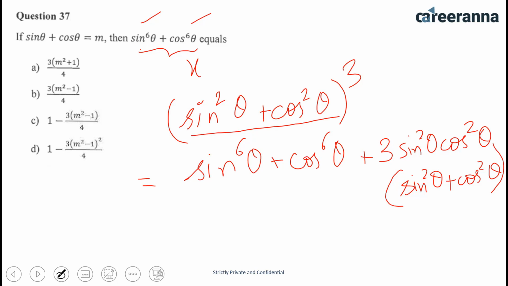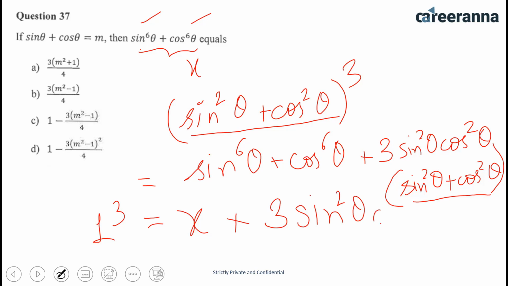So (sin²θ + cos²θ)³ will be 1³. Sin⁶θ + cos⁶θ will be x, plus 3 sin²θ cos²θ times (sin²θ + cos²θ), which is 1. So this will be sin²θ cos²θ. I should know the value of sin θ cos θ, and I'm only having sin θ + cos θ equal to m. Let's see how we can derive it.